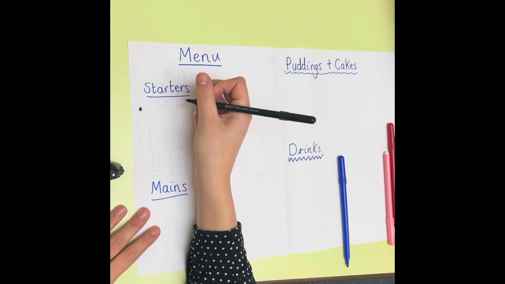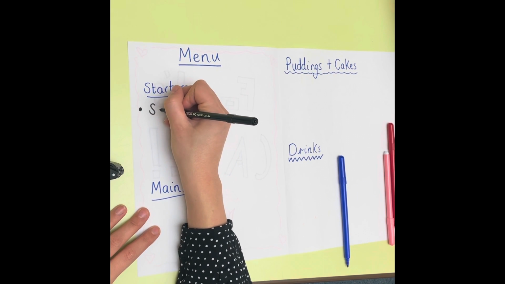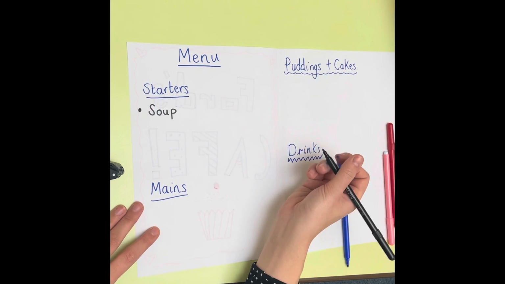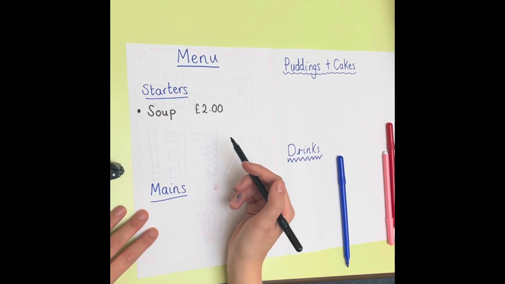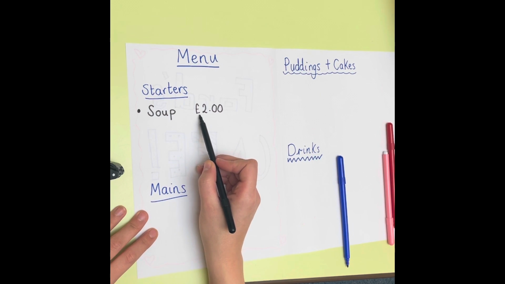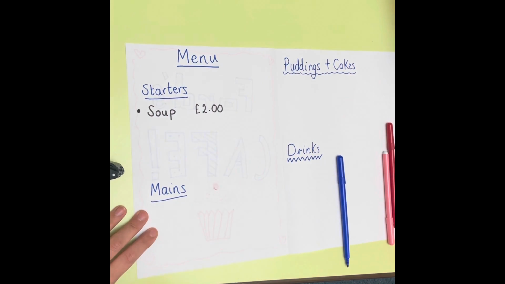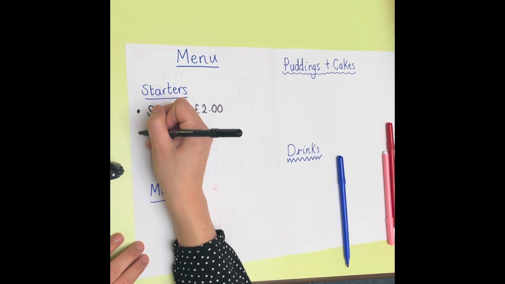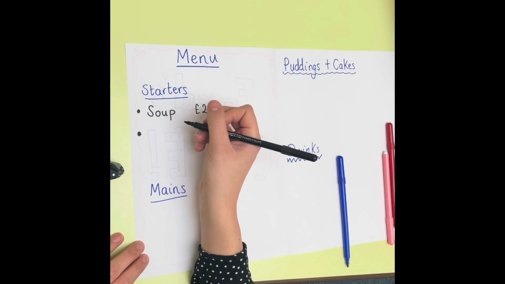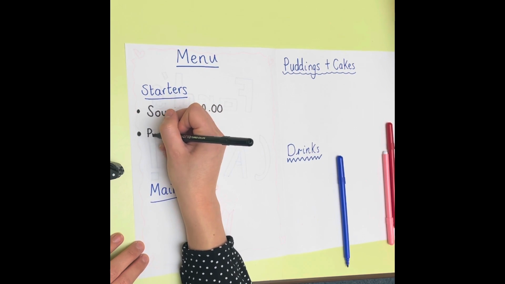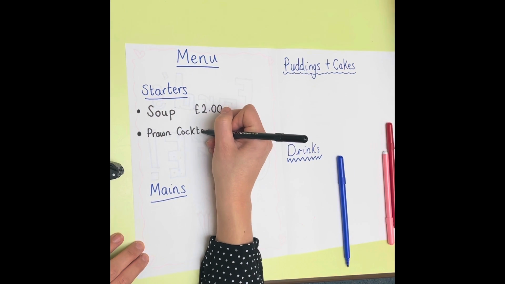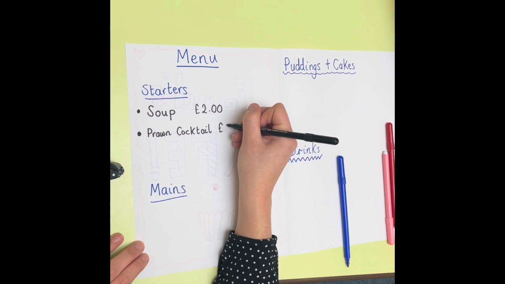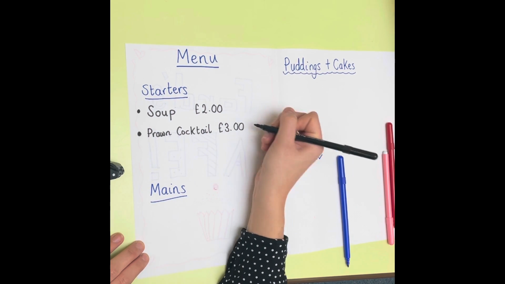So for my starters, I'm going to have soup. And soup is going to be £2 at Miss Ford's restaurant. And when we put pounds, even though we say £2, we always put the pound symbol in front. Okay, another starter. We could have prawn cocktail. And prawn cocktail is going to be £3 at Miss Ford's restaurant.